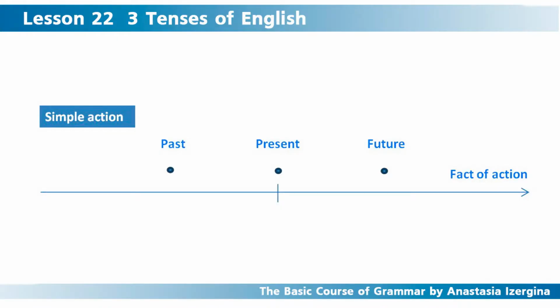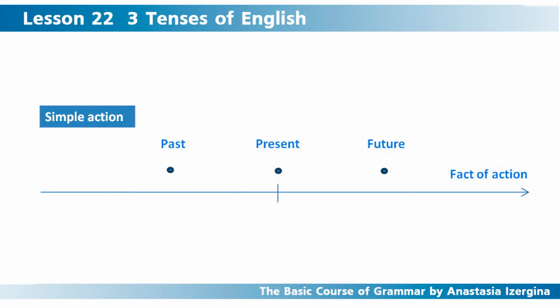First, let's see the timeline of simple action. Here we are talking about fact of some action in past, in present and in future. As you see, with the spot we mention our action. It is not touching the timeline, which means we don't know specific moment of time, what time or which day. We do not care about this information in this type of action. We only care about the fact of action.